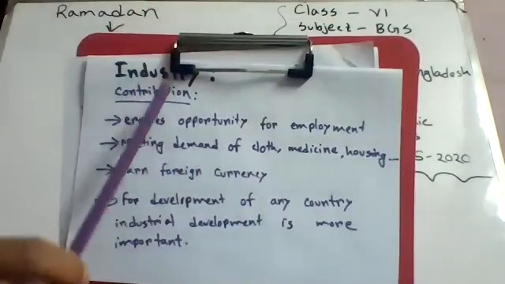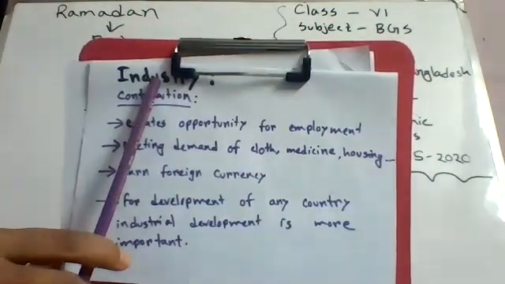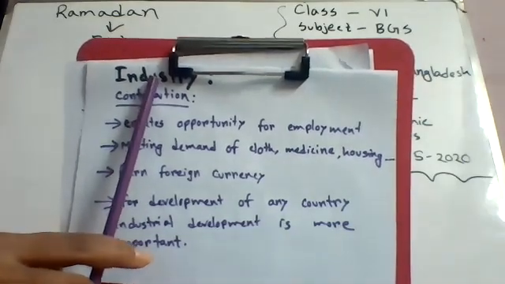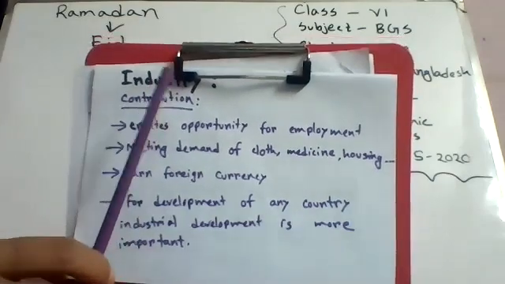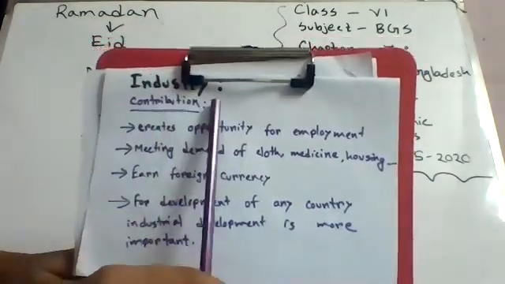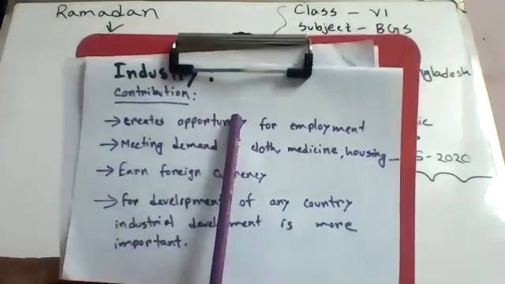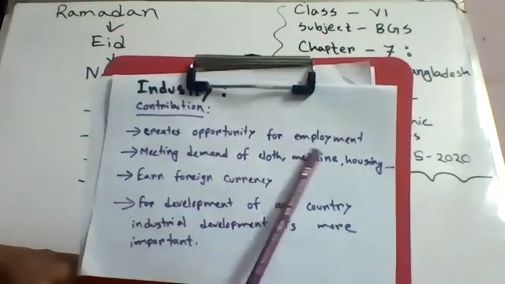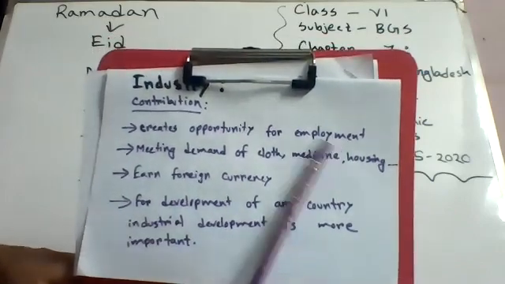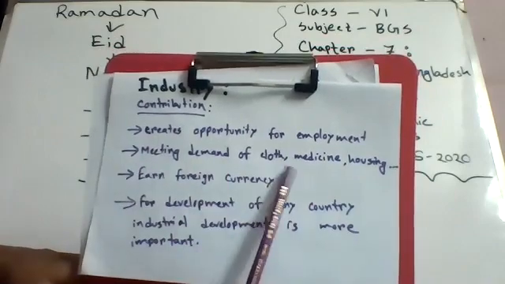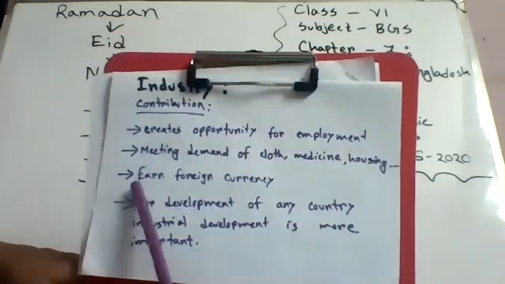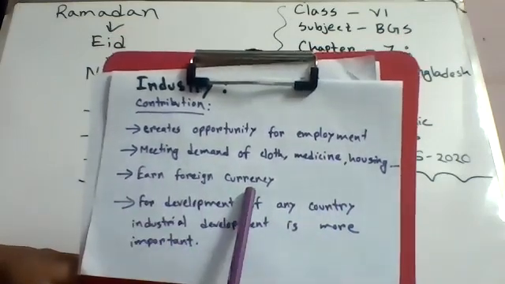Industrial sector. This sector includes raw materials produced in factories, electricity, gas, mineral resources, construction of building and infrastructure, etc. Industrial sector plays an important role in our economy. Their contributions are: industrial sector creates opportunity for employment. Industrial sector meets demand of cloth, medicine, housing. Industrial sector earns foreign currency.